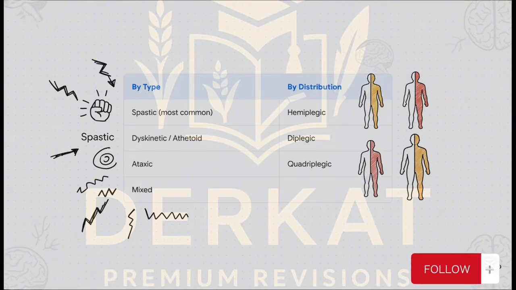This is a really neat way to think about it. We basically classify CP in two different ways. On one side, you have the type of movement disorder, with spastic being by far the most common. And then on the other side, you have the distribution, which just tells us what parts of the body are affected. So, for example, hemiplegic just means one side of the body is affected.